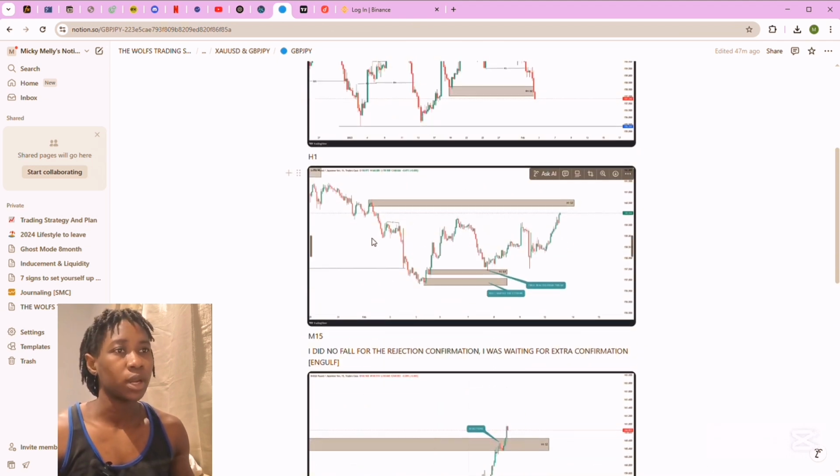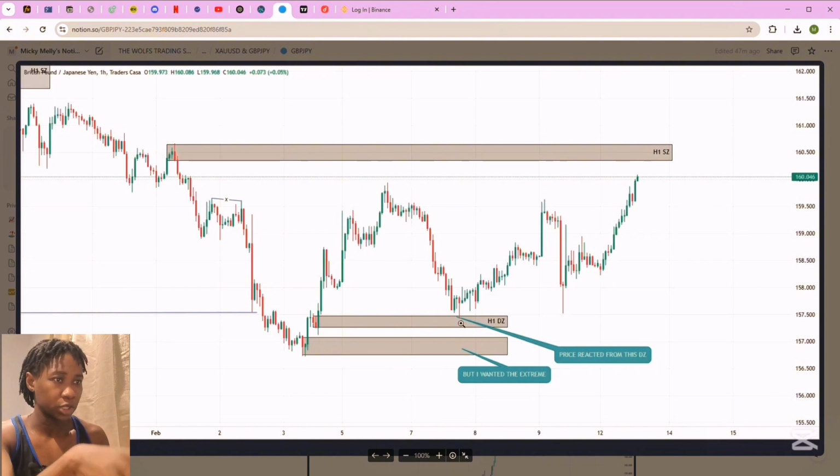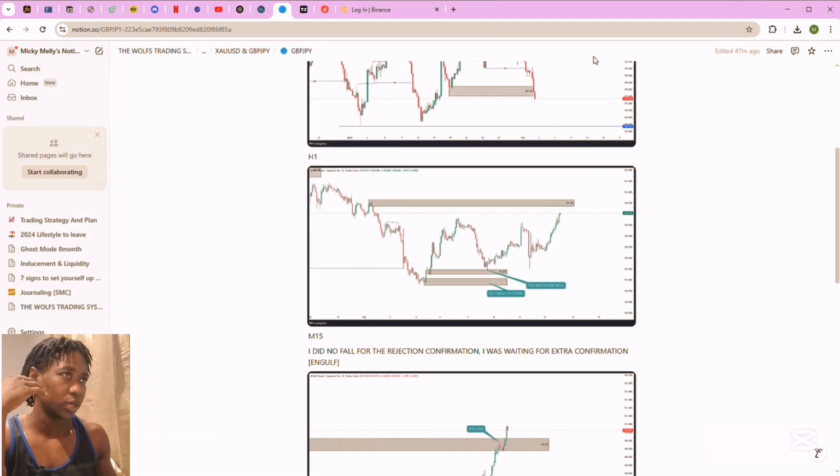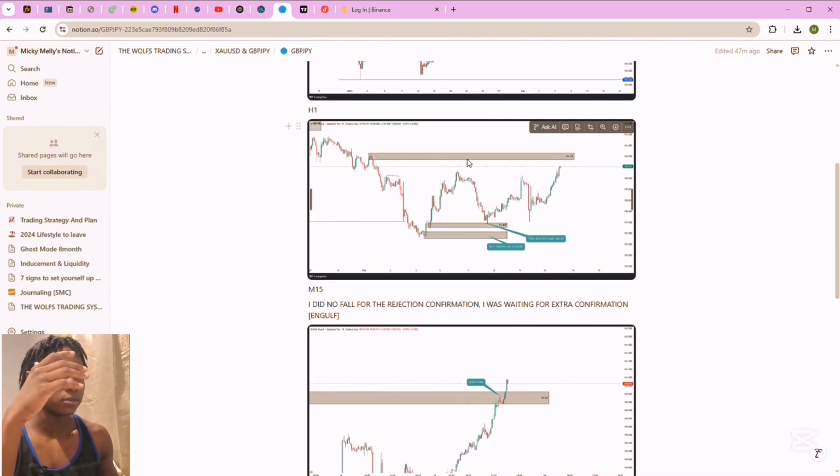So on the 1 hour time frame, the price respected this particular demand zone, but I was waiting for price to come to the extreme, but price never came to the extreme. So I let this trade go. This particular trade go. I didn't even try to. So inside my trade.